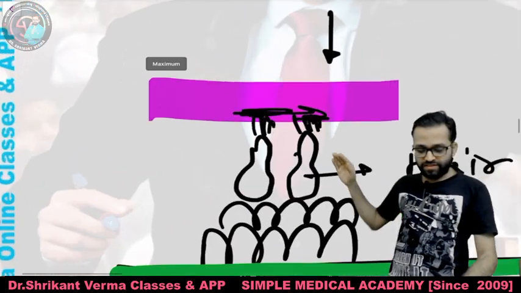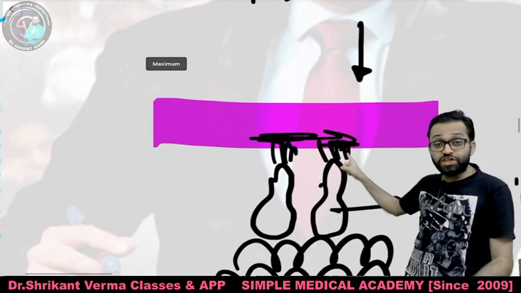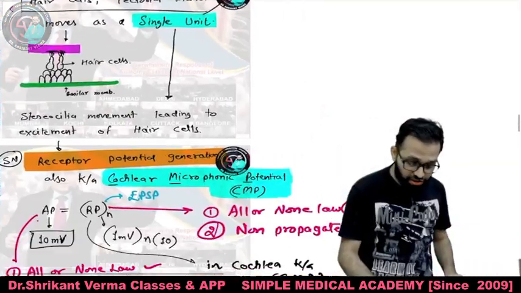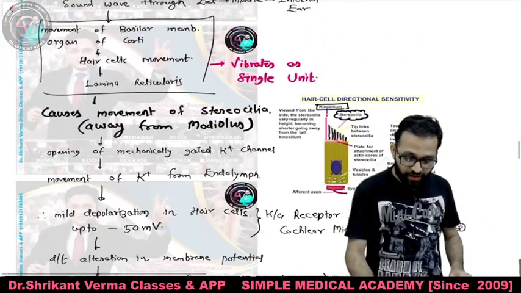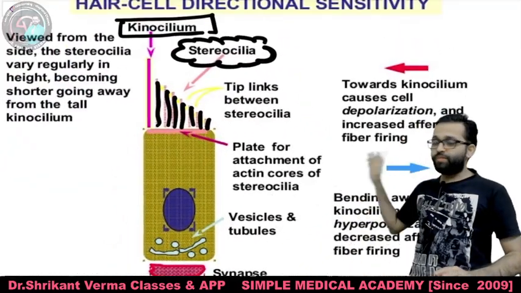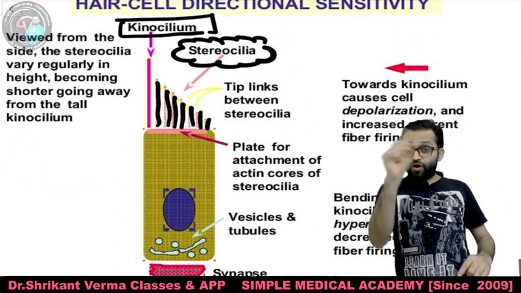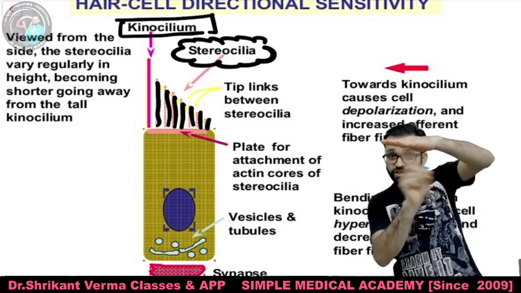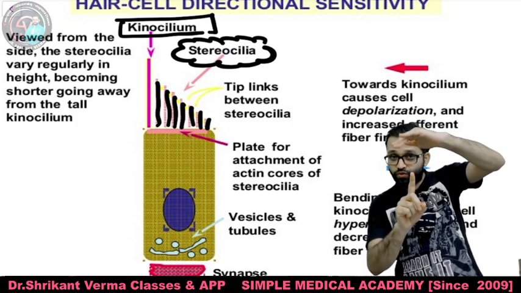Over the hair cell you can see there is the position of the stereocilia, and the longest stereocilia is known as our kinocilia. We studied about it. So there is a movement of this kinocilia. So this stereocilia, kinocilia, they are rubbing over the tectorial membrane.